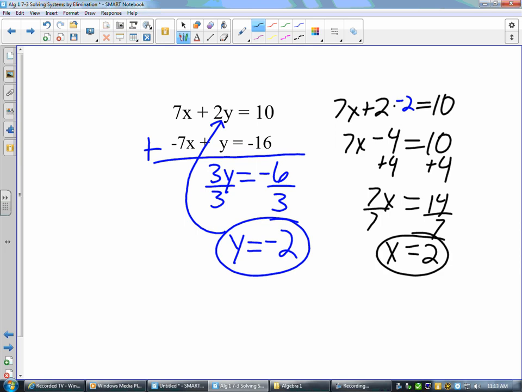And now we have both answers. Be careful. Remember, these are both points. So the x comes first, the 2 comes first, then the minus 2 is in the y spot. There's your final answer.